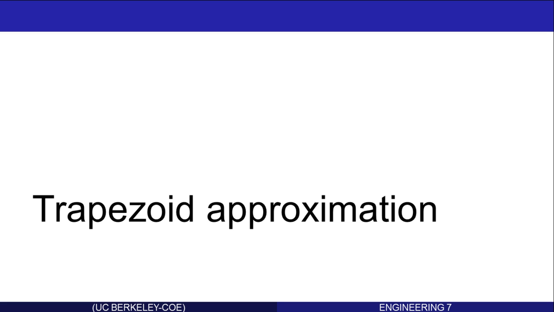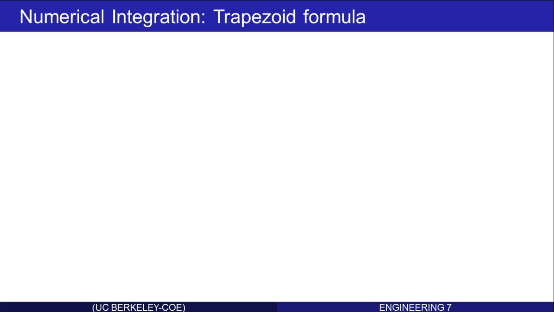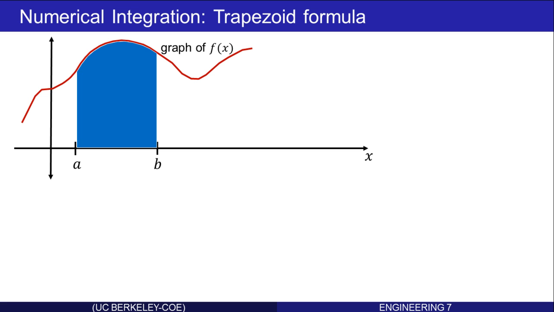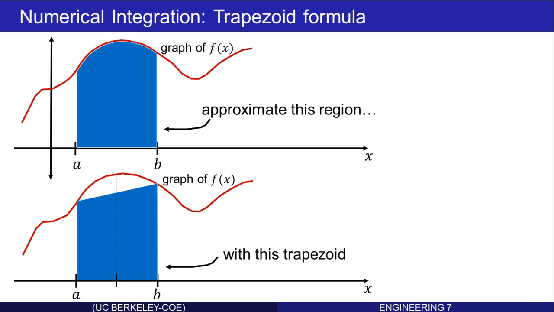An easy numerical scheme for integration is called trapezoid approximation. In trapezoid approximation, we approximate this region with this trapezoid. It's the trapezoid formed by the corners A, f of A, and B, f of B, along with the values A and B along the horizontal axis.